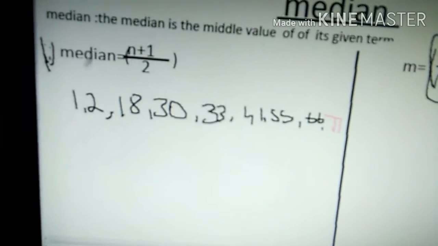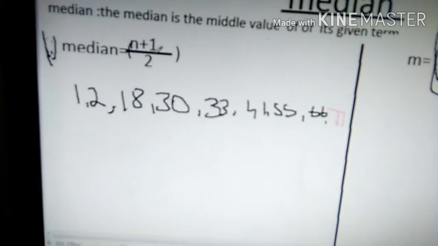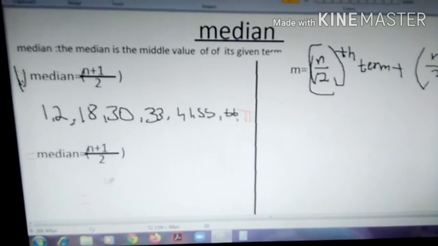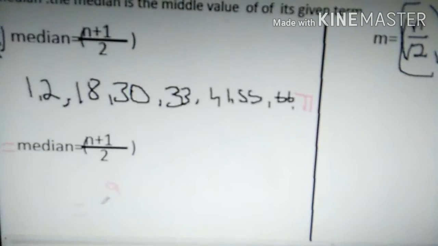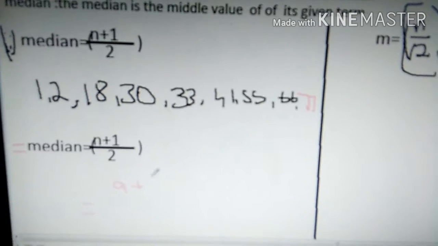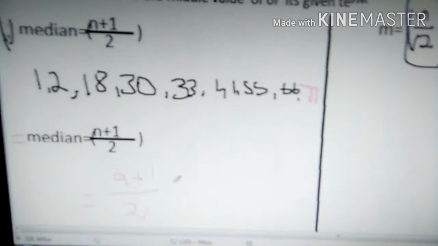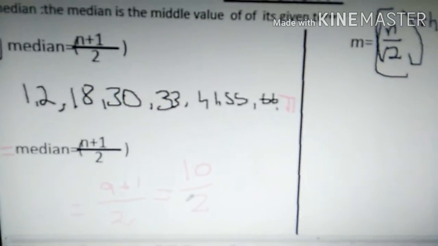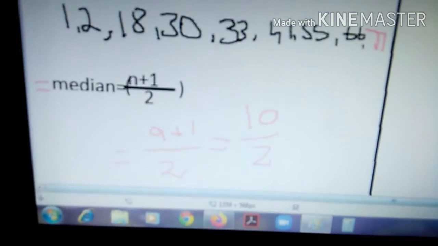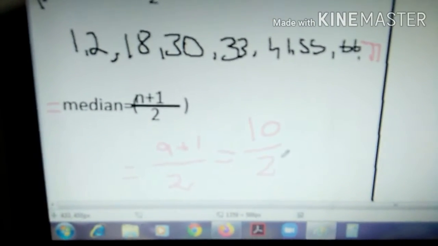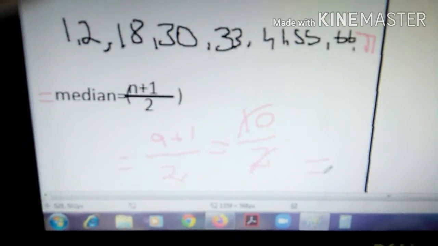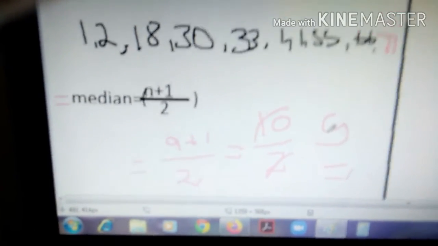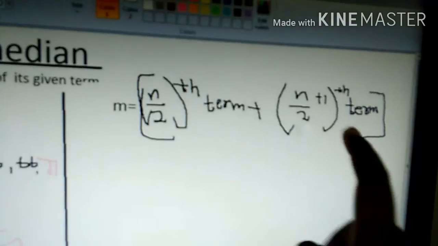Now we need to use this formula: median is equal to (n plus 1) by 2. Now, the number of observations is 9, plus 1, by 2. Then it is 10 by 2, which, if we cancel, gives a median equal to 5. This is the formula for odd.